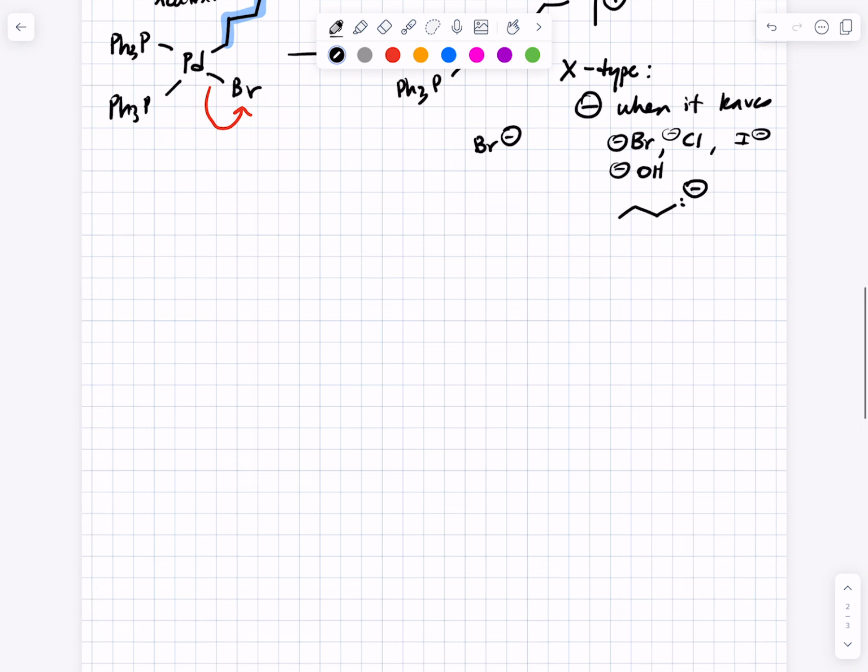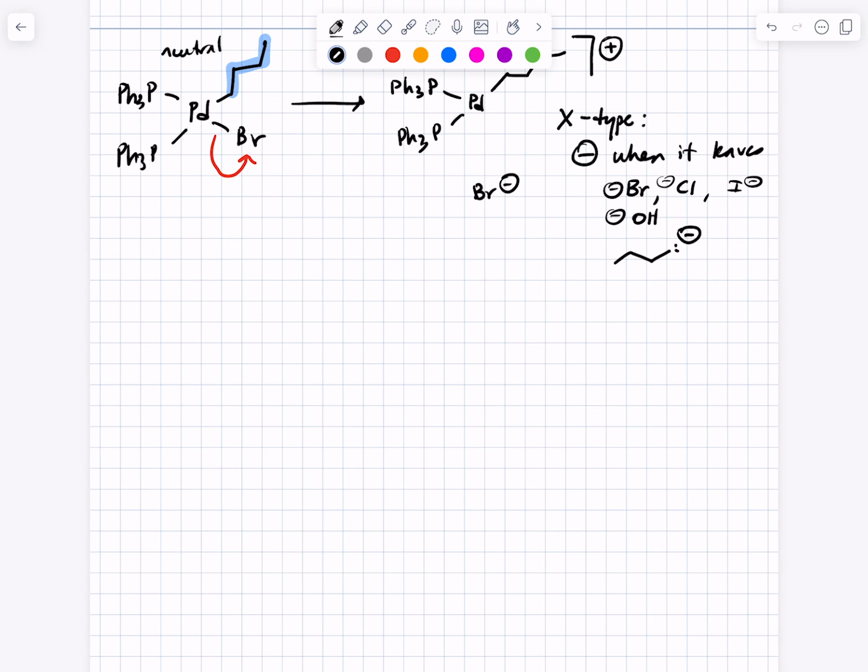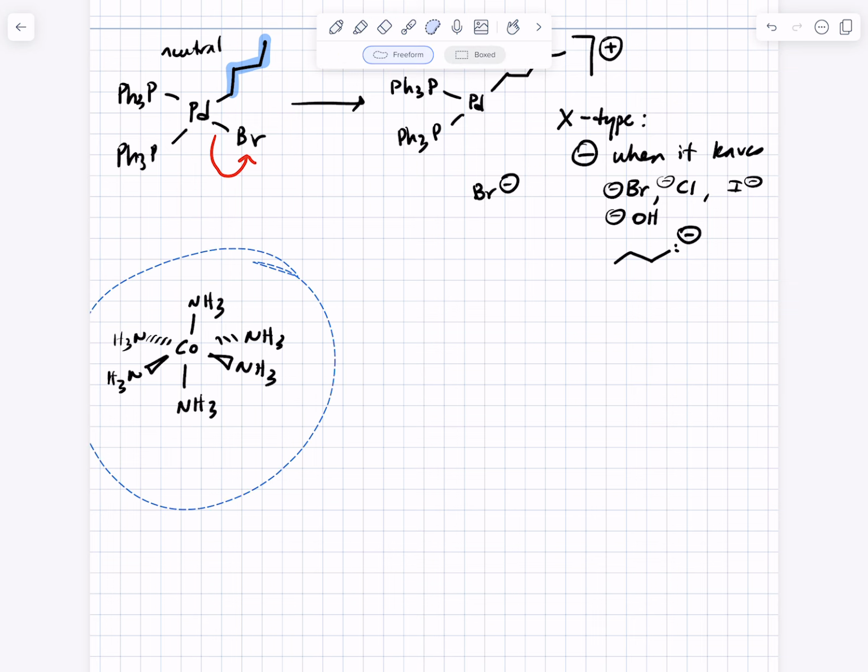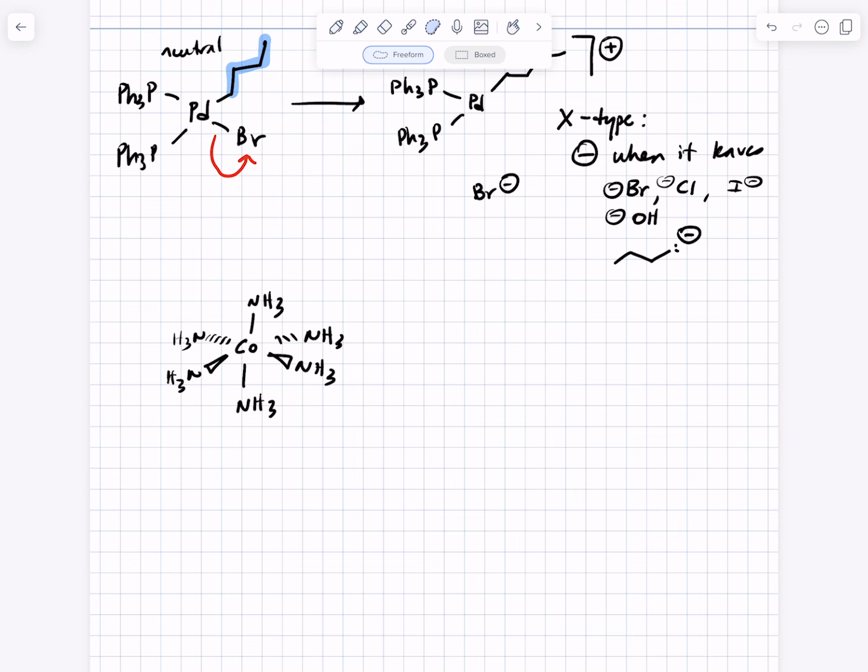So let me give you a complex. This is different from the palladium complexes that we've talked about, but let's just do this briefly. This is cobalt bonded to 6 molecules of NH3, or ammonia. The geometry of this cobalt complex is more complicated than any geometry you've seen in this class so far. That's actually called octahedral, surrounded by 6 things. You've got axial ligands and equatorial ligands. The overall charge on this complex is 3+.